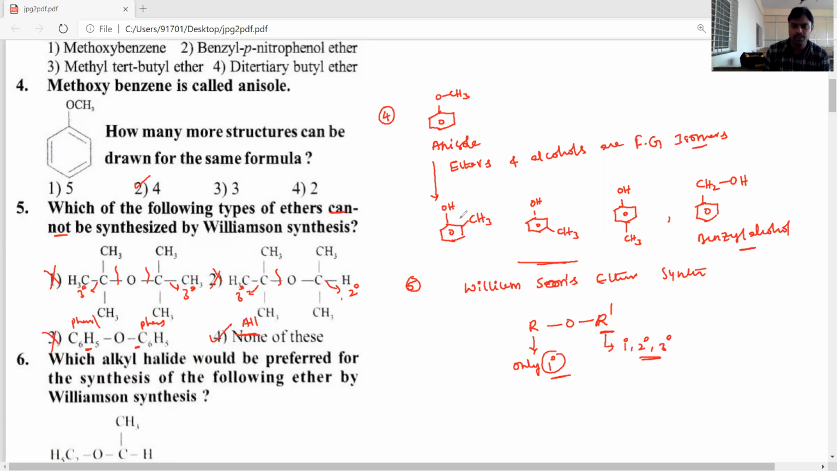Okay, students. I hope you understood. It's a very, very important question. So in Williamson ether synthesis, ROR', one alkyl group should be primary. The second alkyl group can be primary, secondary or tertiary, but aryl halides are not possible. Both alkyl groups being phenyl groups is not possible, and both being tertiary is not possible. One tertiary, one secondary is also not possible. So the answer is the fourth option, all of these. All of these cannot be synthesized.